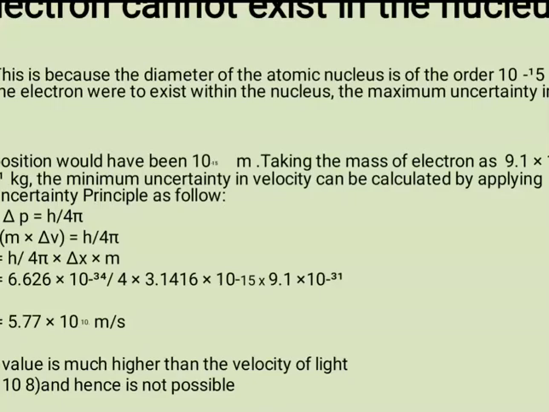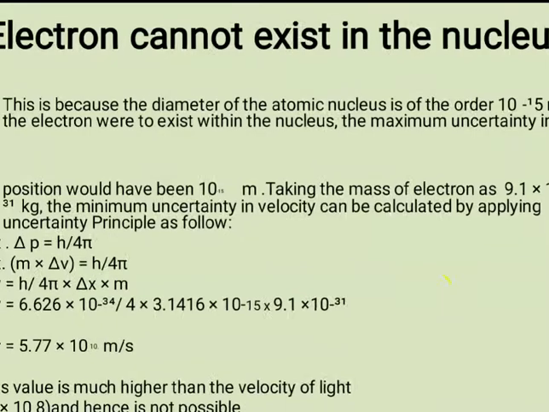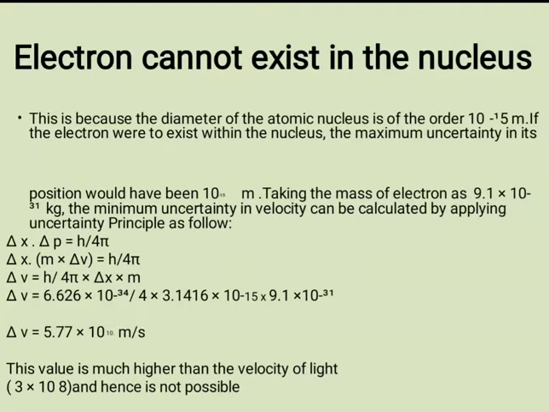So taking the mass of the electron as 9.1 × 10^-31 and substituting these values in the equation, Δx · Δp = h/4π. And what is Δp? Change in momentum is mass into velocity, so mass into change in velocity. So Δx · mΔv = h/4π, or Δv, that is change in velocity, or better to say uncertainty in velocity, is equal to h/(4π · Δx · m).